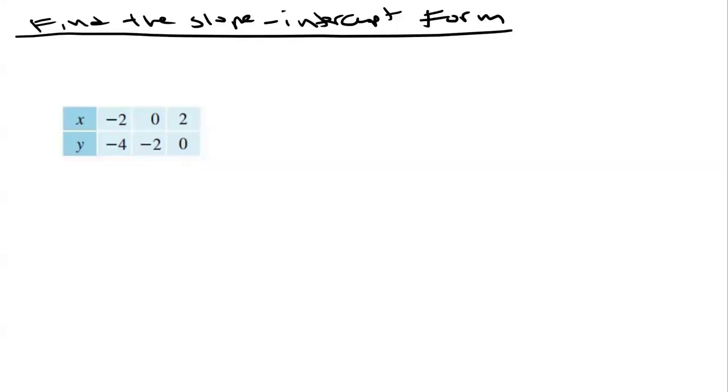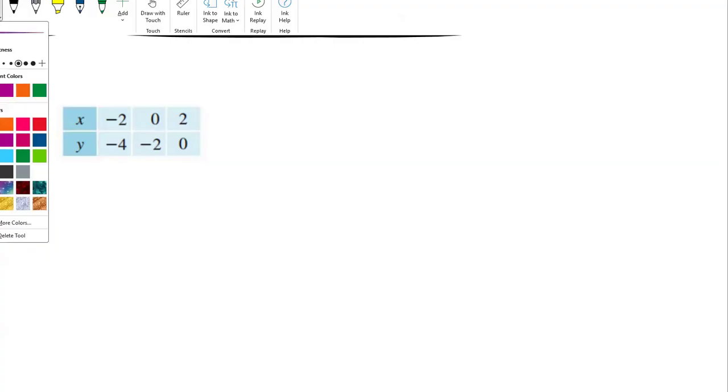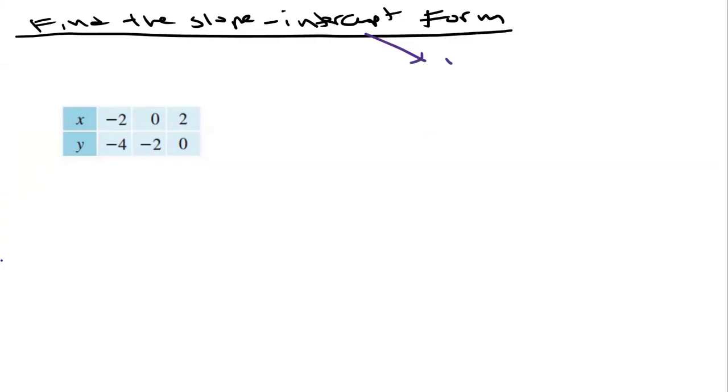Okay, so in this case, again, they want us to find the slope-intercept form here. So again, that's just y equals mx plus b. Okay. So how do we do that for this? We have a table here, a horizontal table. How do we do that?